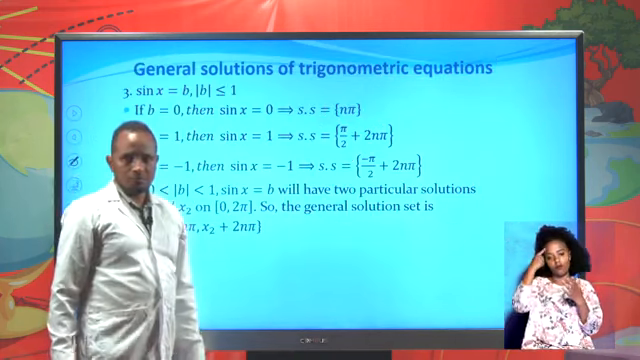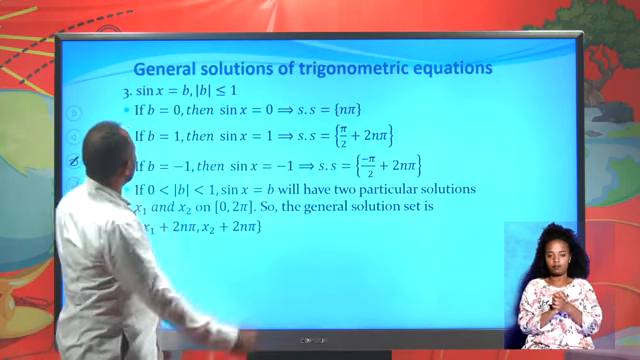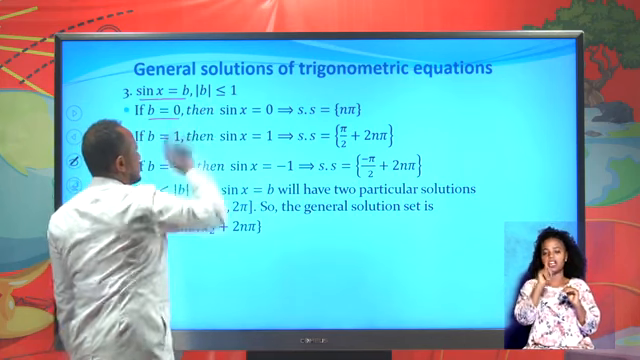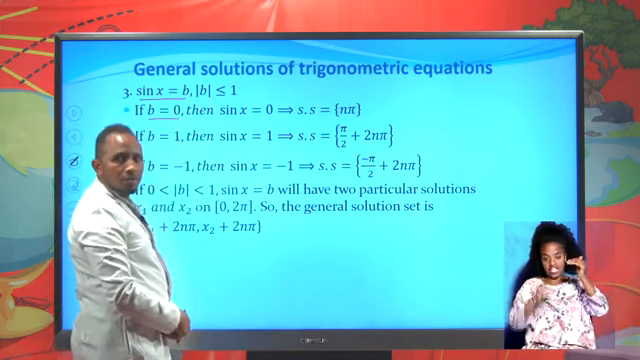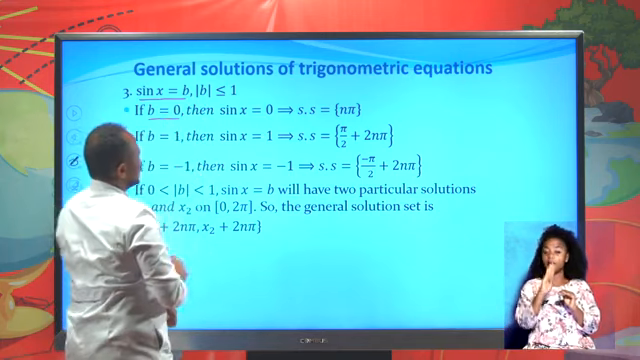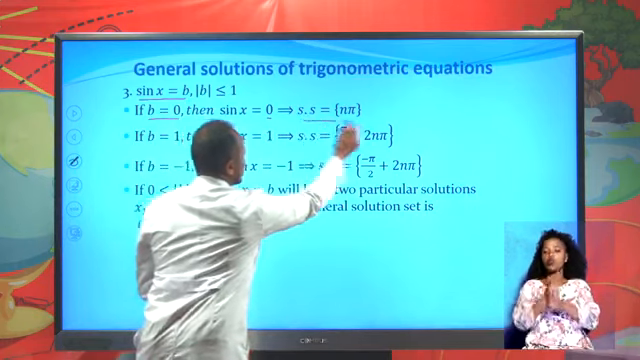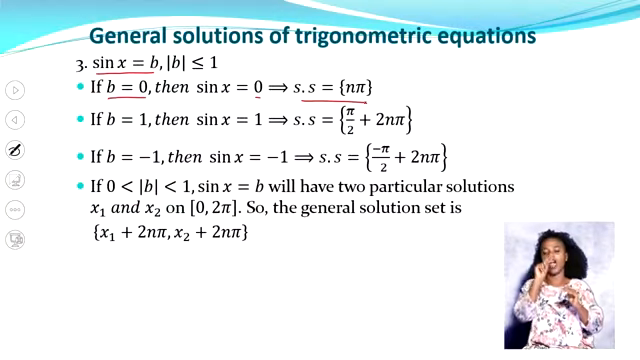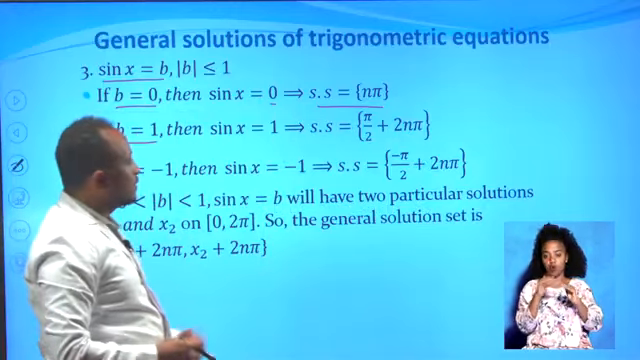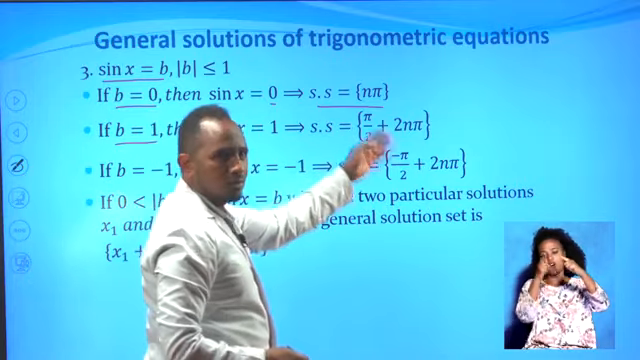So for the sine function, assume sine x equals b for the absolute value of b less than or equal to 1. If b is 0, the solution set is n pi. The sine function will be 0 at a multiple of pi. And if b is equal to 1, then the solution for sine x equals 1 will be pi over 2 plus 2n pi.